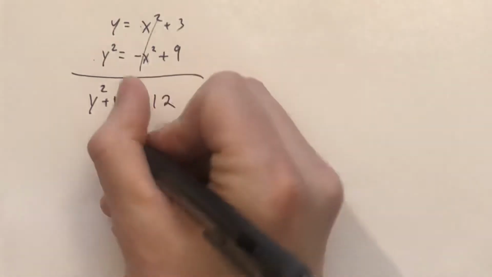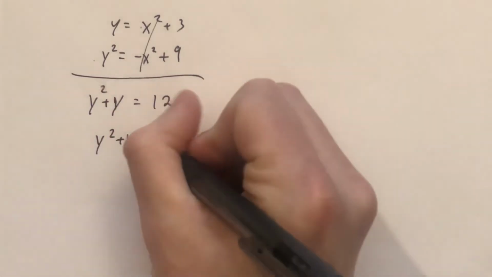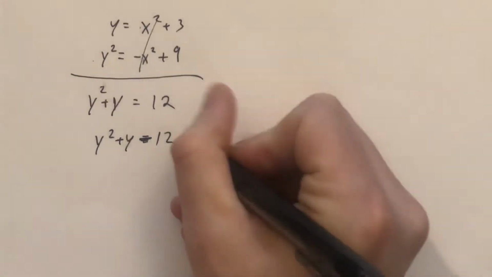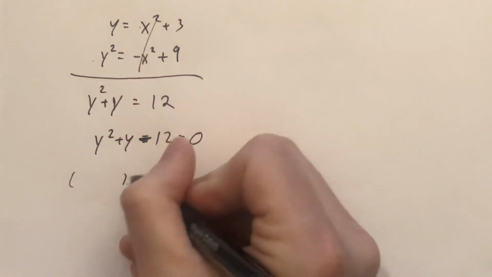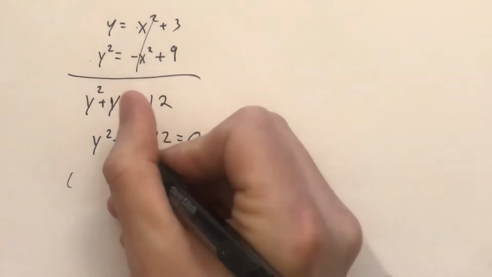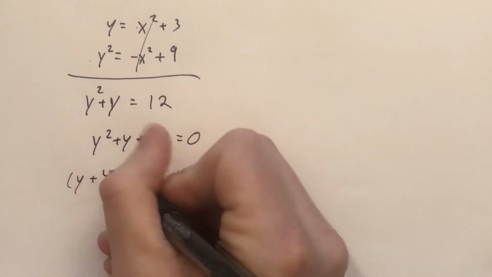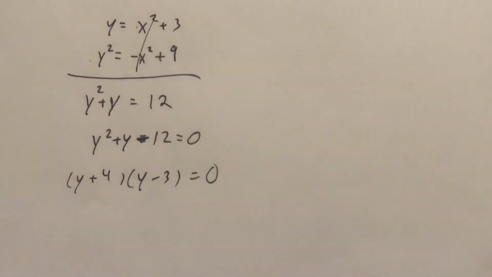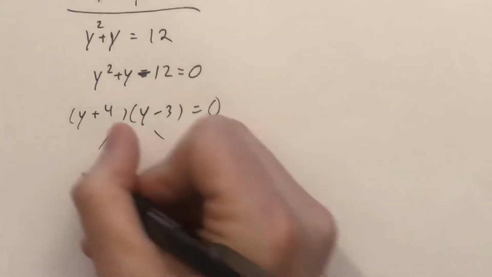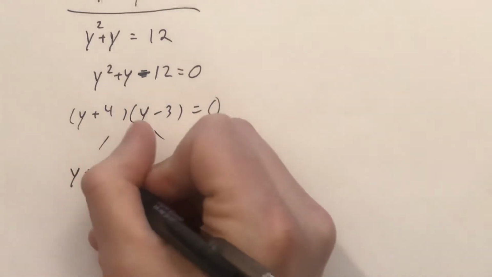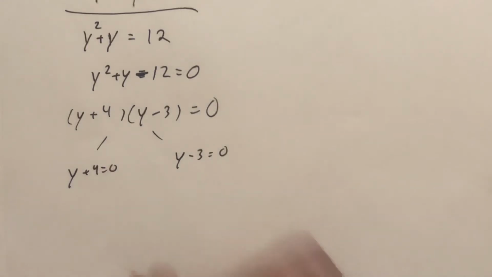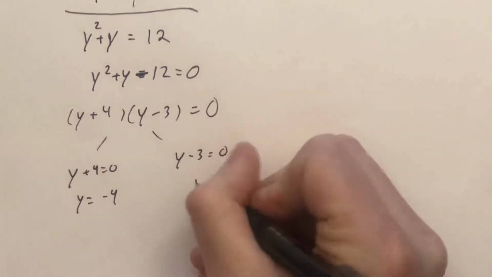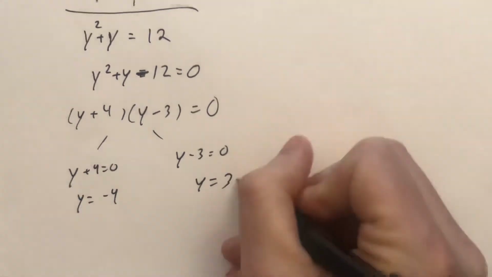We can just move that 12 over to the other side to create our equation, and then 2 numbers that multiply to -12 but add to +1 would be a +4 and a -3, giving us y plus 4 equals 0, and y minus 3 equals 0. So y equals negative 4, and y equals 3.